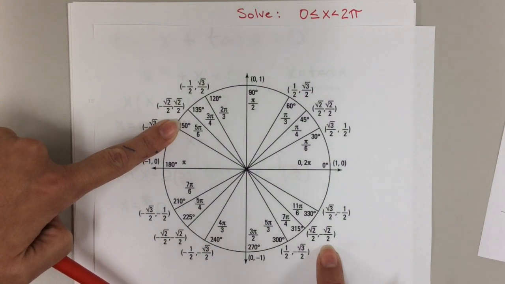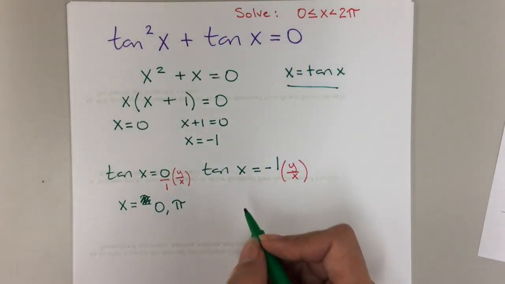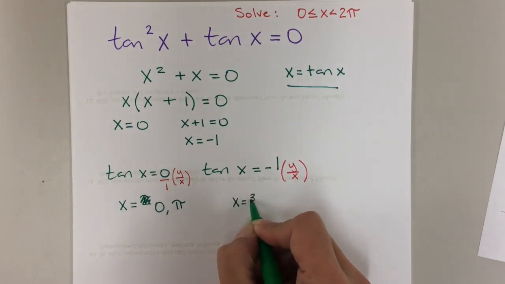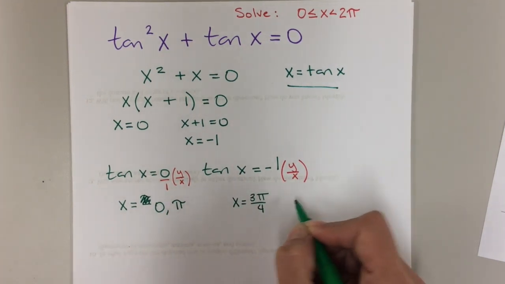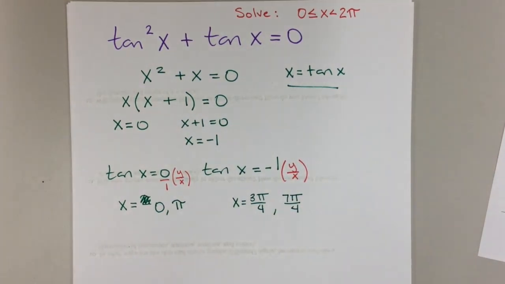So we're going to use 3 pi over 4 and 7 pi over 4 for that one. So x equals 3 pi over 4 and 7 pi over 4. And so those are all the solutions that you could have between 0 and 2 pi.